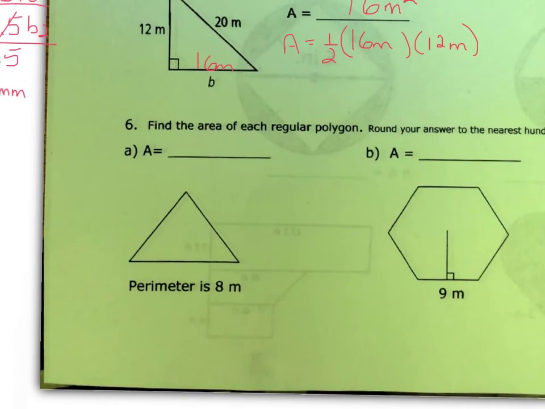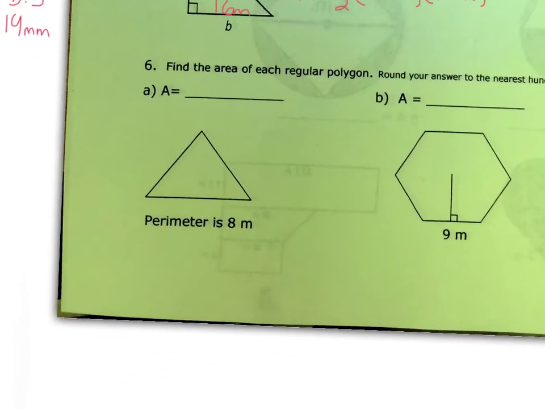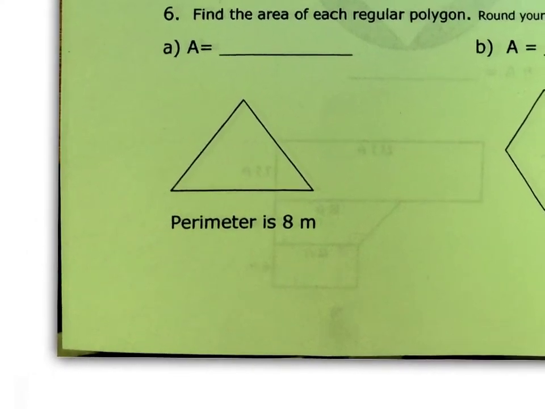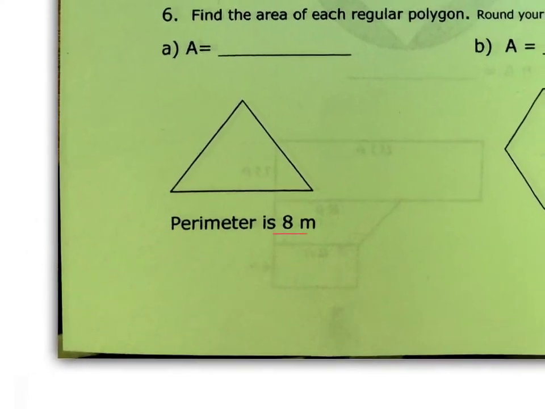Now, number 6. This is a regular polygon, which means that all the sides are the same. Since all the sides are the same, I can just divide the perimeter by 3, which is 2.67. So each side is 2.67. Now, which of the two methods do you want to do: a squared plus b squared equals c squared, or the one with the apothem? Okay, let's go ahead and try a squared plus b squared.